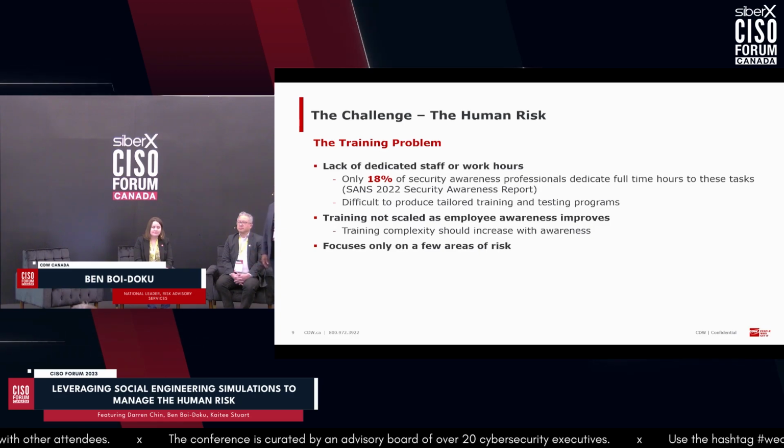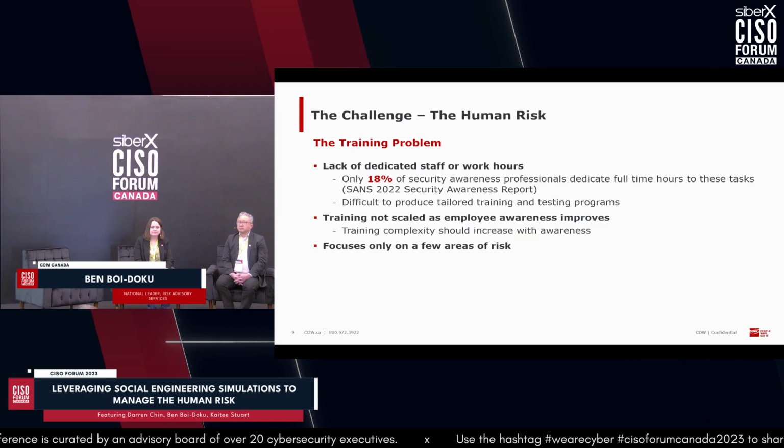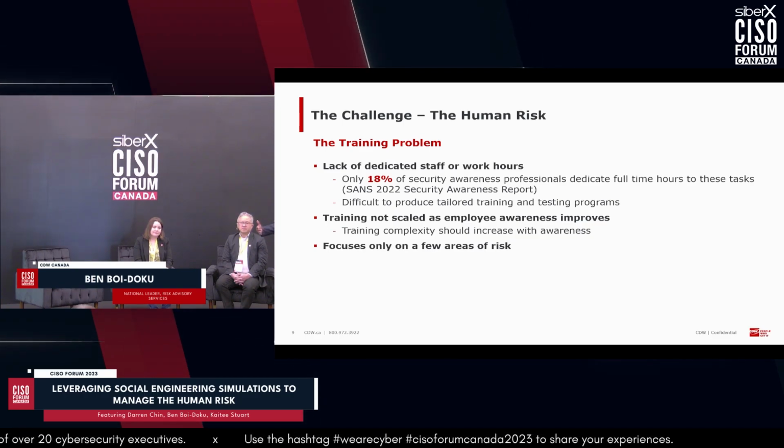Focusing only on a few areas of risk. Again, you could only do so much in Security Awareness Week. We only focus on so many threats to improve the human posture or employee posture.